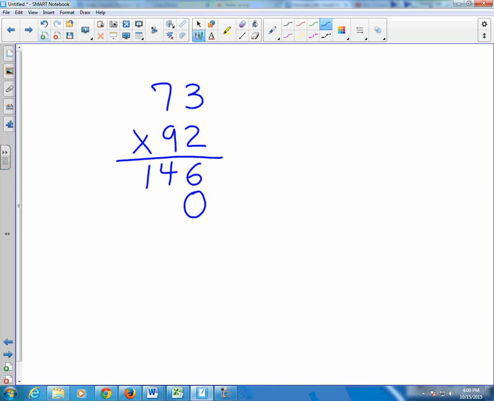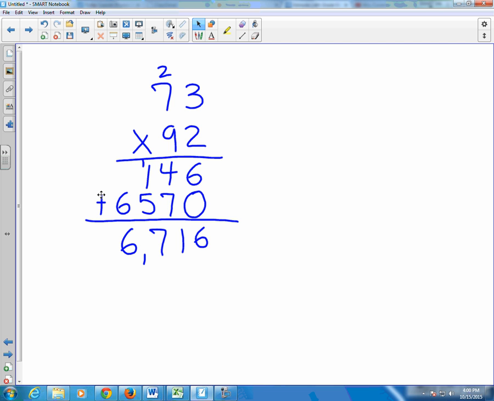Then start multiplying the number normally. We have 9 times 3 is 27. So 7, carry the 2. 9 times 7 is 63. Plus 2 is 65. Put the 5 and the 6. And then add them up. 6 plus 0 is 6. 4 plus 7 is 11. Carry the 1. 1 plus 1 is 2. Plus 5 is 7. 6 plus nothing is 6. So my answer is 6,716. If you're still confused, just rewind the video. Don't forget, placeholder. That's the key when you're multiplying two digits by two digits.